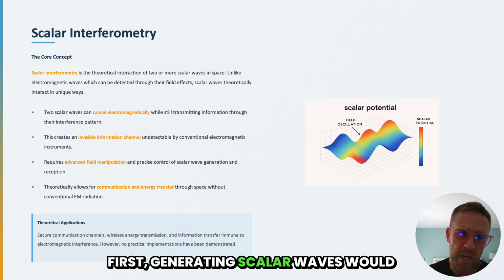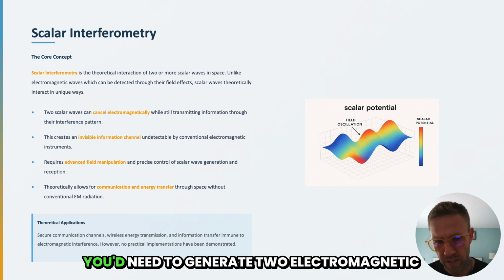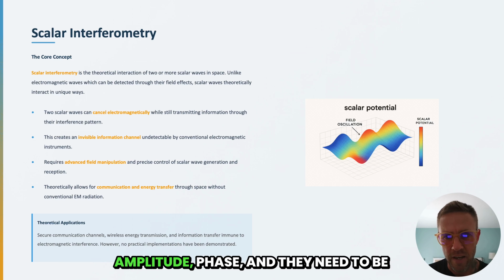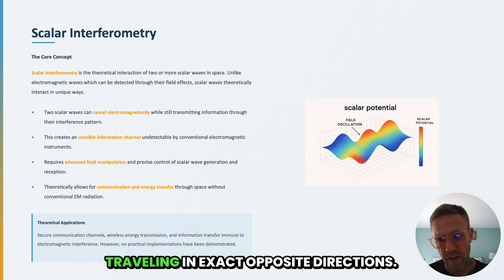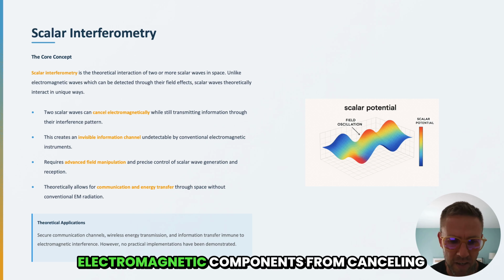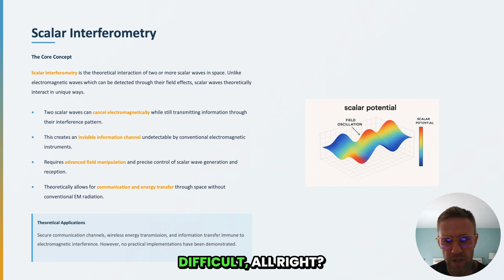First, generating scalar waves would require incredibly precise control. You'd need to generate two electromagnetic waves of absolutely identical frequency, amplitude, phase, and they need to be traveling in exact opposite directions. Any deviation would prevent the electromagnetic components from canceling perfectly. This is technically extremely difficult, all right?